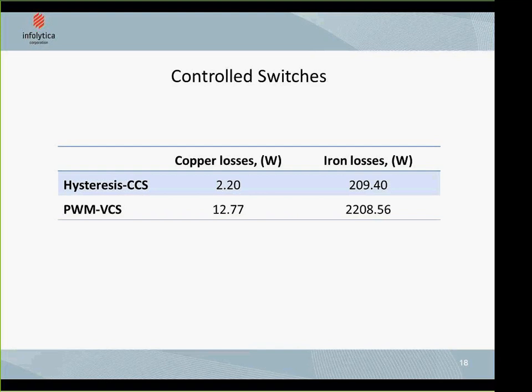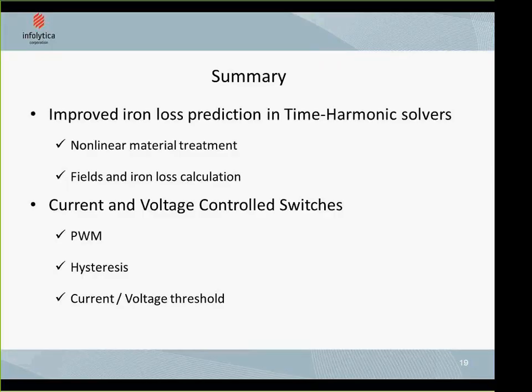So in summary, we saw that MagNet 7.8 has improved the eddy loss prediction in time harmonic solvers, and this can largely be attributed to two main factors: how it handles the non-linearity in core materials, and how it estimates the fields and iron losses. The other is that we introduced new controlled switches into our circuits. We can now implement a PWM-driven circuit, a hysteresis-driven circuit, or we can use a current or voltage threshold to determine the switching transition.